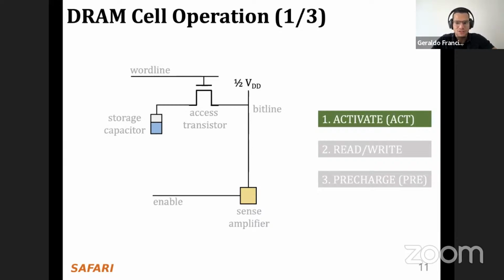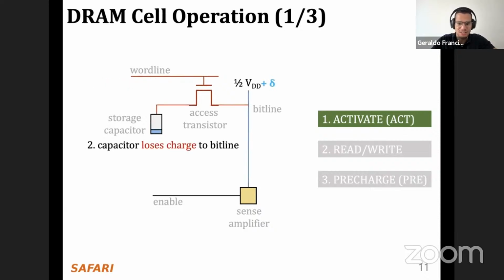To read the charge level stored in the storage capacitor, the memory controller issues the activate command, or ACT here, and it works as follows. Prior to receiving the activate command, the bit lines are held at a reference voltage, usually half of VDD. Once the memory controller issues the activate command, the first thing that happens is that the word line of the target row is asserted, which connects all the cells along the row to their respective bit lines.